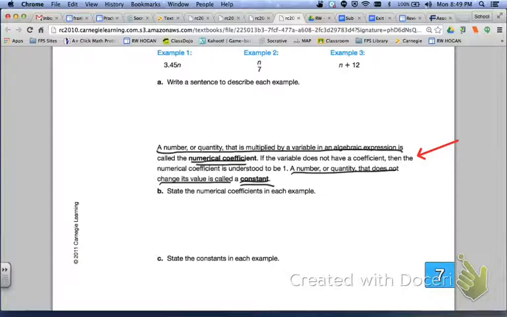So what I would like you to do for letters B and C, it asks you to state the numerical coefficient and state the constants in each example. So go back up to example 1, example 2, and example 3. State the numerical coefficients and constants for each.